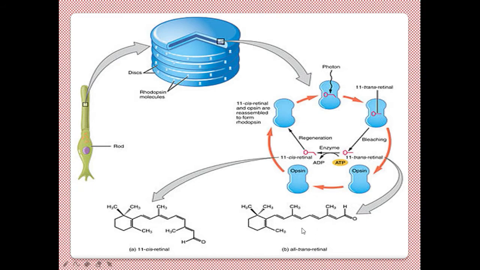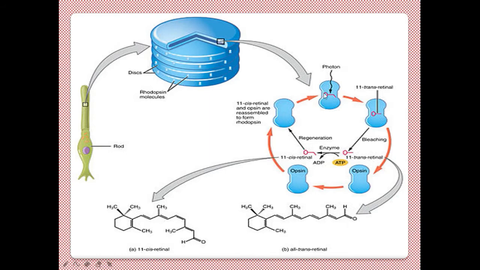This is the structure of 11-cis retinal. The 11-trans retinal, called all-trans retinal, is converted into 11-cis retinal, where ATP is utilized. The enzyme is an isomerase enzyme that converts all-trans retinal into 11-cis retinal. After that, this 11-cis retinal combines again with opsin protein, and regeneration of the rhodopsin happens. The 11-cis retinal and opsin reassemble to form the pigment rhodopsin again.